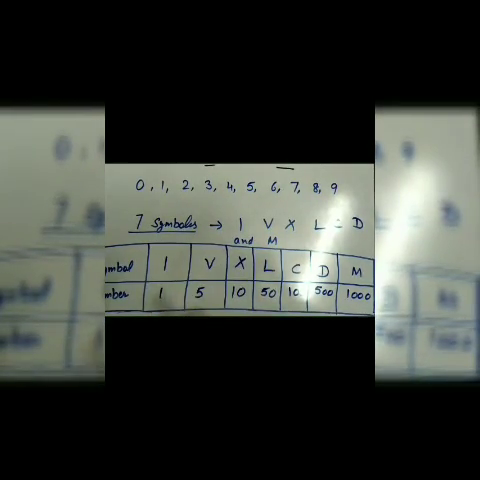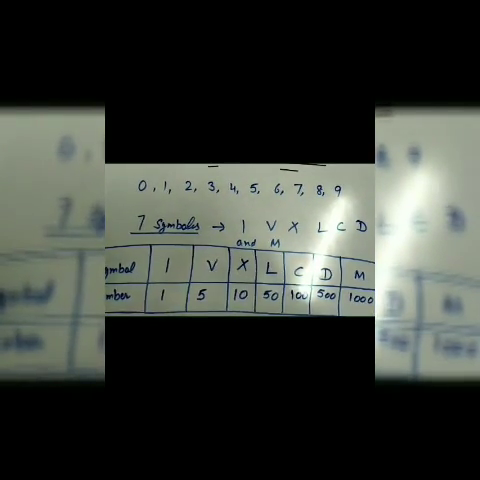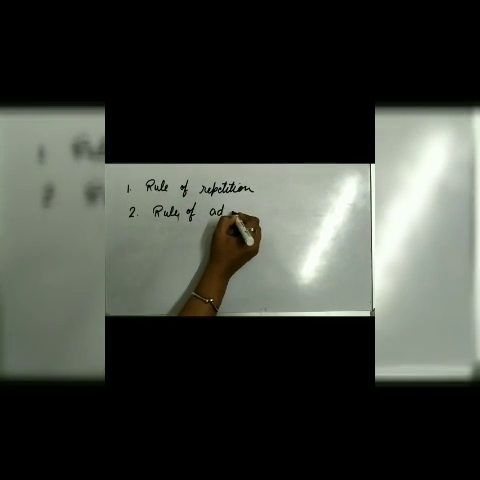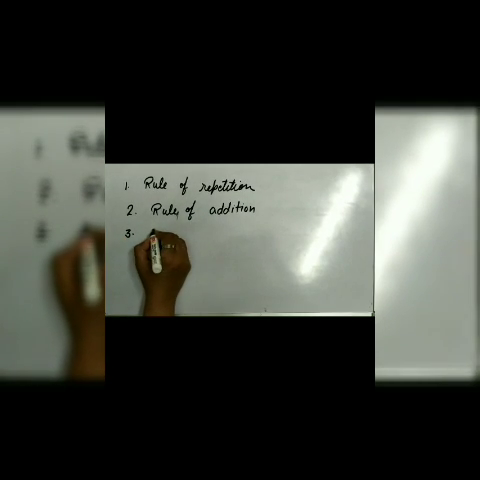In Roman numerals, there is no symbol for 0. There are mainly 3 rules for writing the Roman numerals. The first rule is the rule of repetition. The second rule is the rule of addition, and the third rule is the rule of subtraction.